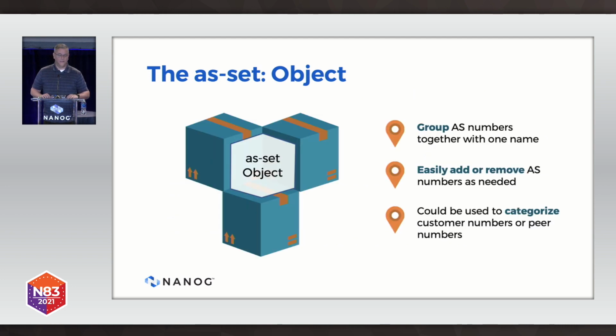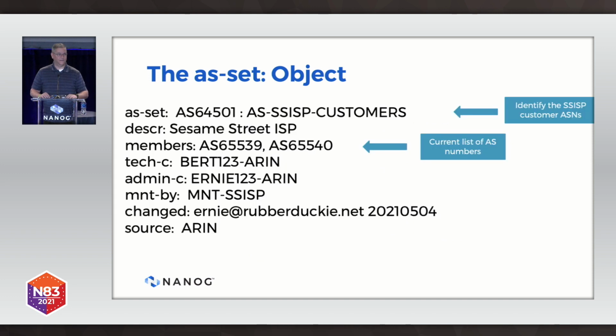Next slide, please. AS-set. So exactly what it sounds like. You now have an AS object that you can put multiple ASNs in, and it gives you a way to identify a single element with many different components buried within it. You can use it to categorize, for example, all your customer networks. Next slide.